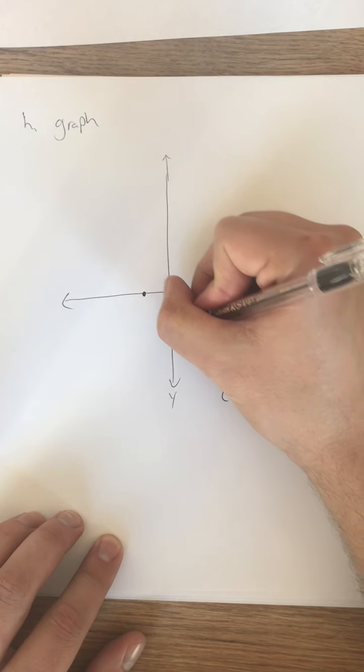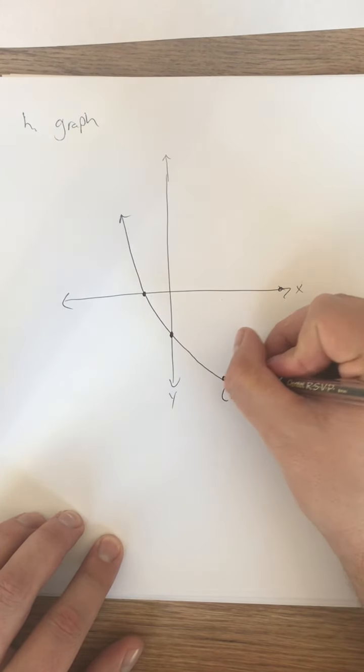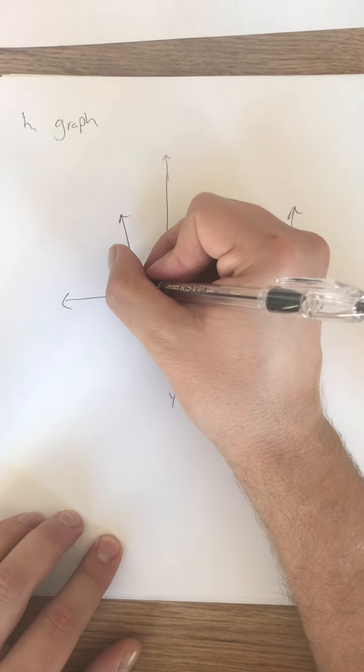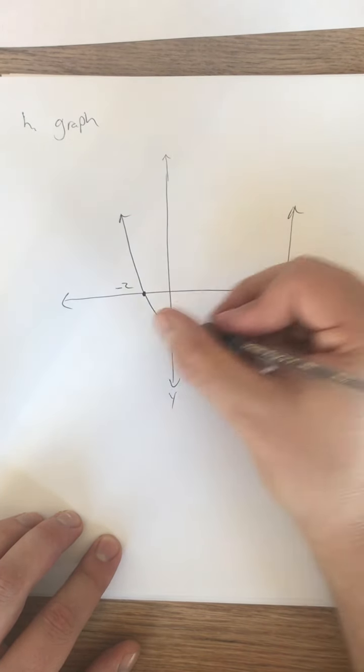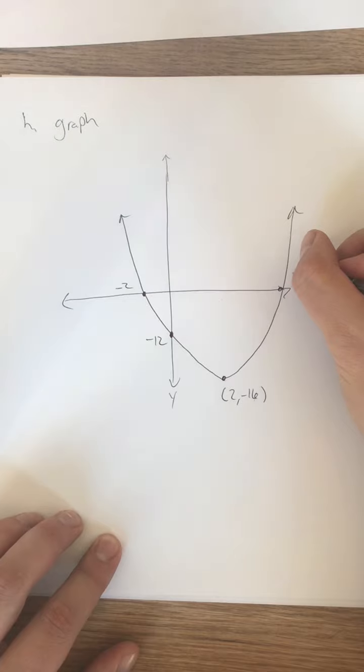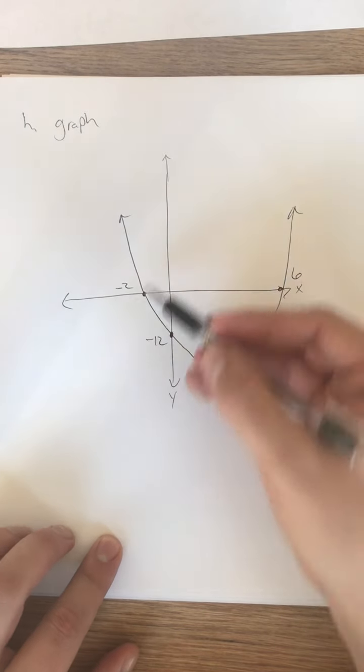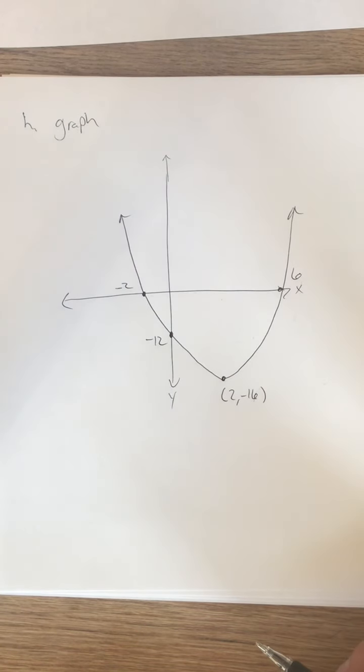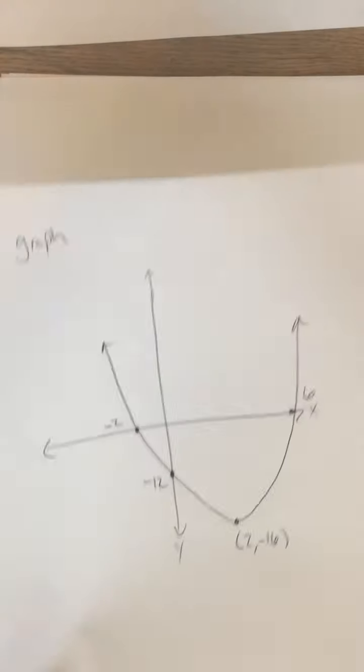And I'm going to do my best to draw a parabola. So that's negative 2 on the x, that's negative 12 on the y, that's 6 on the x, labeled the vertex, and we have a properly graphed quadratic function. Label your axes, and you're good to go. Okay, let's take a look at another example.